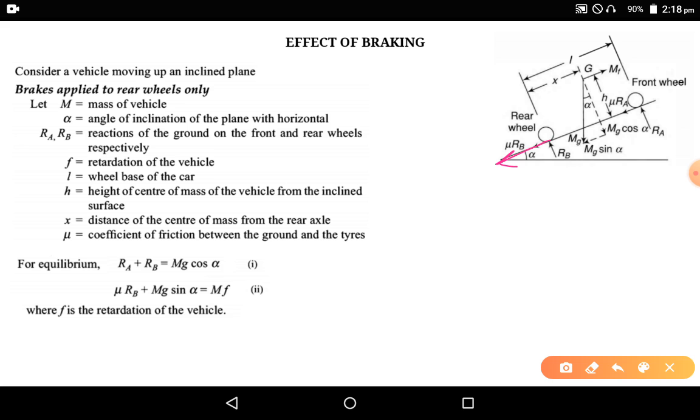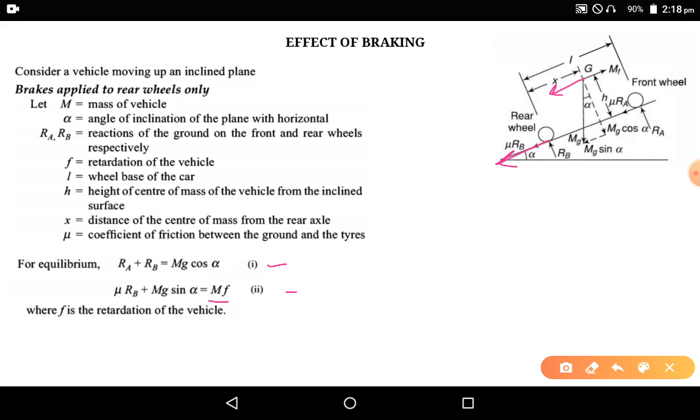Friction force which is acting on the rear wheel, as we have applied brake on the rear wheel only. That's why we are considering the friction force acting on the rear wheel only. So mu into Rb plus mg sine alpha, the component in x direction of the vehicle mass, will be mg sine alpha, right? Plus mg sine alpha will be equal to mass into acceleration or retardation, whatever you want to say, retardation of the vehicle, right? So this is the summation of all the forces acting in x direction, and this is equation 1. Then equation 2 gives you the summation of all the forces which are acting in y direction, right?